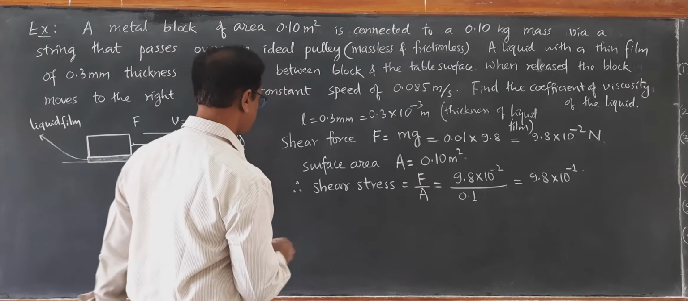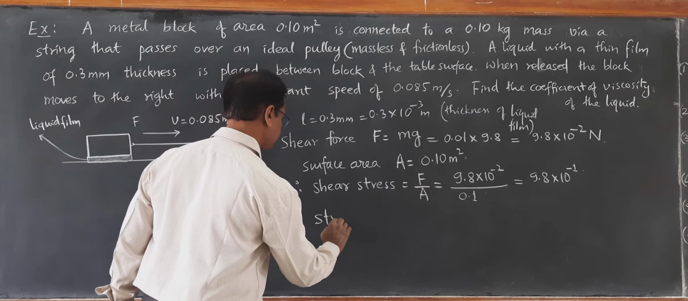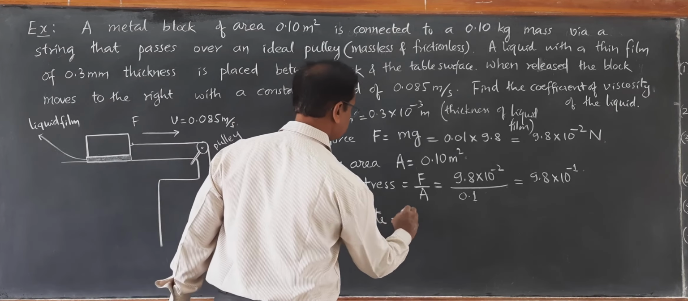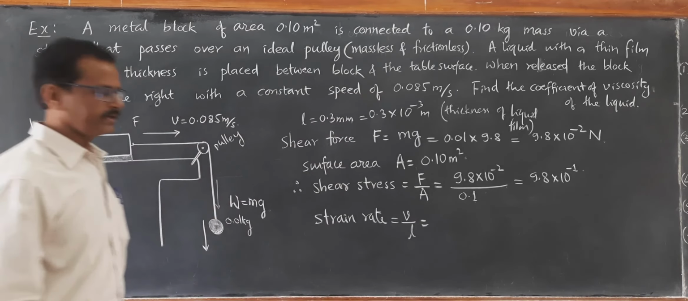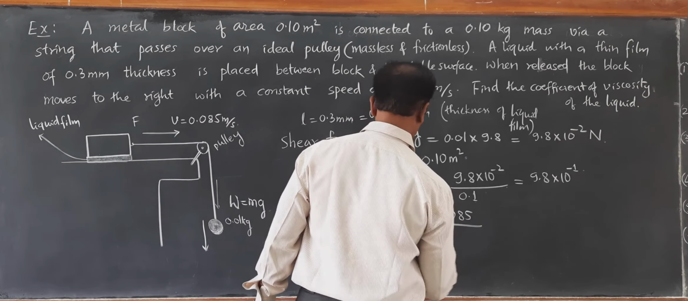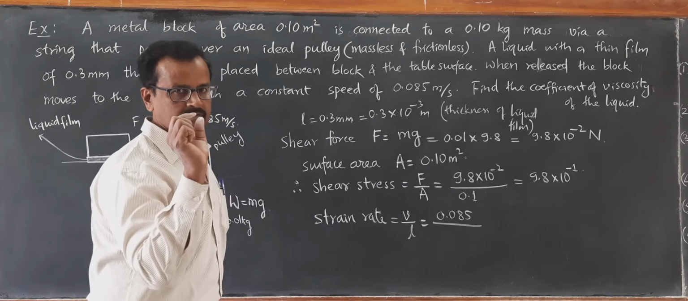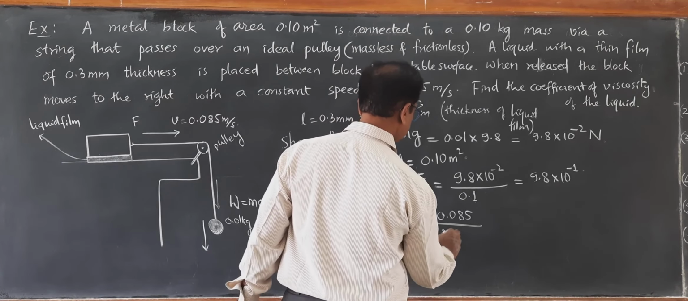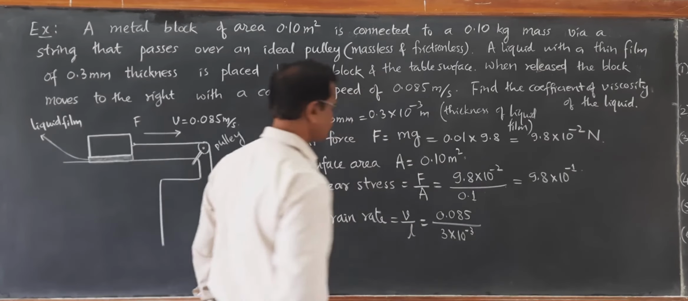Now the shear strain rate. As we worked out earlier, strain rate is equal to V by L. V is given as 0.085, divided by L. L is the thickness of the liquid film, 0.3 mm, so that is 3 into 10 to the power of minus 4 meter.